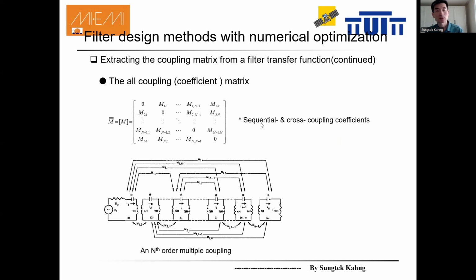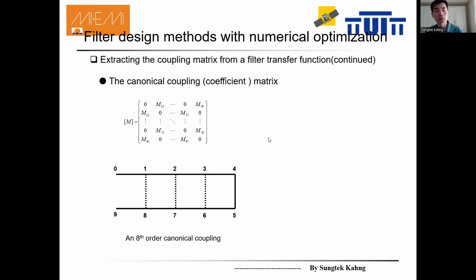So the second, the third. The coupling coefficients are set to be unknowns, and they are part of the optimization technique. Especially if you need this kind of configuration, which is called canonical coupling, that means zero is the source and nine is the output port.